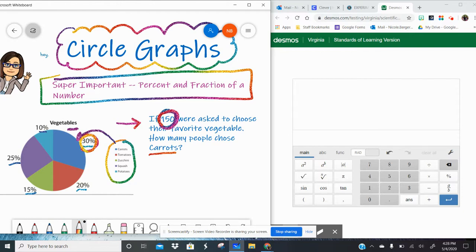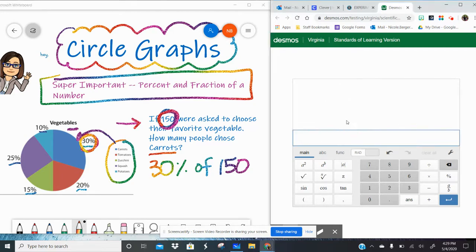When I go back to the word problem, the most important thing is how many people were surveyed. A circle represents 100% of the people surveyed, not always 100 people. A circle graph could represent 20 people or 150 people or 2,000 people or 4,555 people. We don't know; the word problem will tell us. So I know that 30% of 150 people liked carrots. But how many actual people is that?